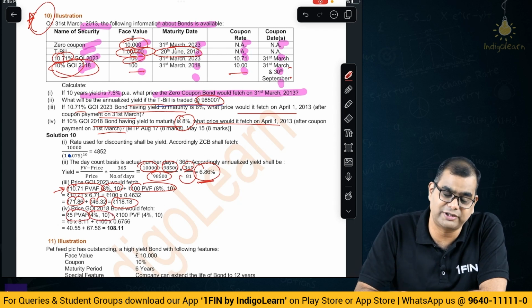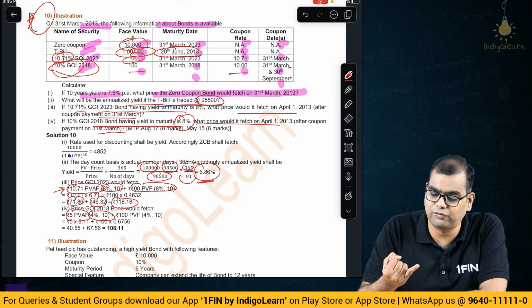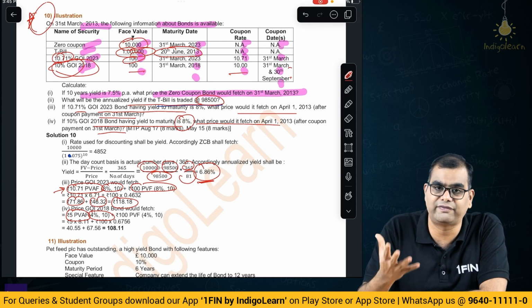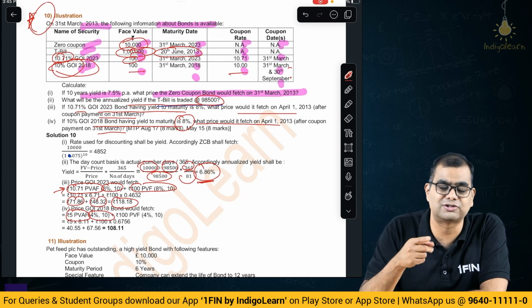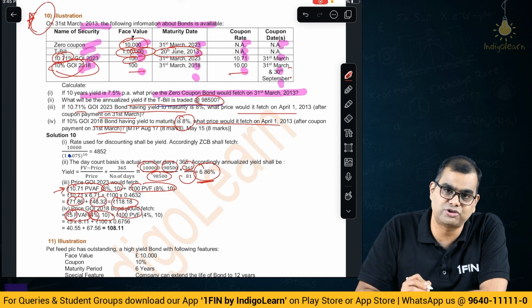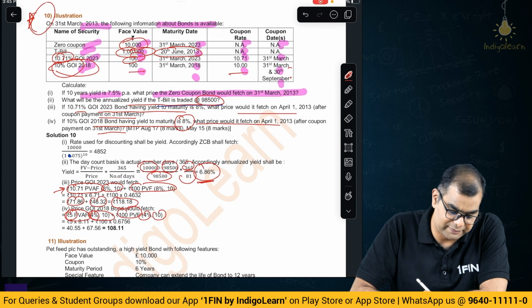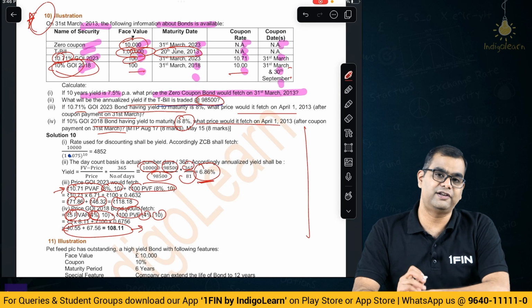Why 10 periods? Because the bond is maturing in 2018 and you are in 2013. So 13 to 14, 15, 16, 17, 18. You have 5 years, and 5 years into 2 is the number of interest payment dates. So 10 periods. For each of the periods, 4% for 5 rupees. And the balance 100 rupees, whatever is the maturity value, at 4% after 10 periods, you arrive at a value. You get 108.11. So this is another variety of problems that you can get.